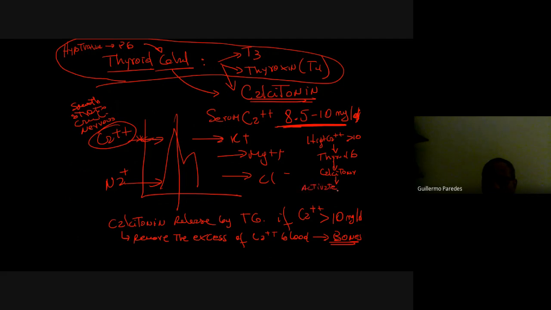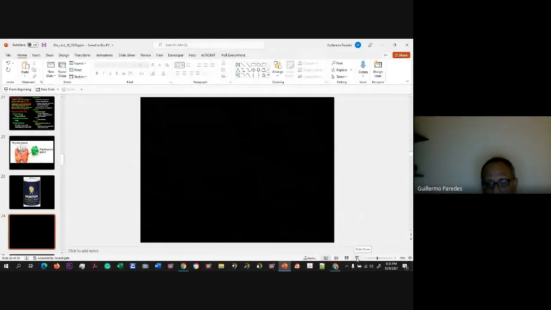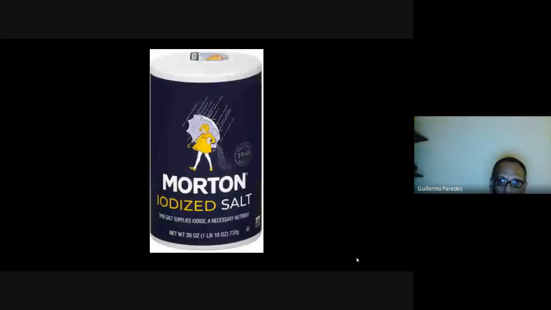And you know what is in the previous classes, activate osteoblasts. And these osteoblasts are going to take that excess. But what is the function of the osteoblast? The action of the osteoblast is to deposit calcium in the bones. Calcitonin. We okay with that? Is it clear or not, please? Yes. Excellent.